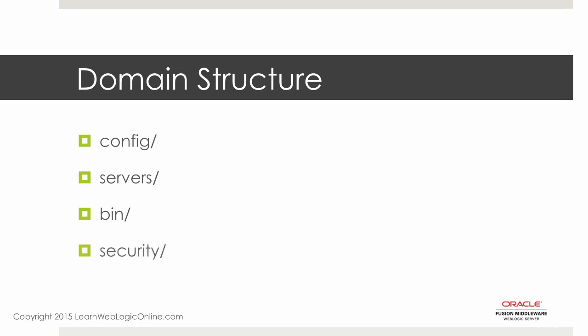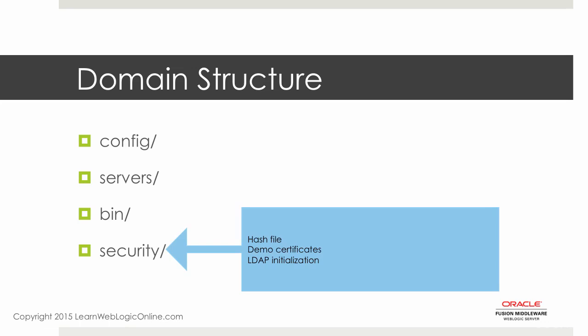And lastly, there's a security directory. The security directory contains the all-important hash file. Now, the hash file contains all the various hashes and keys for performing encryption. And it's unique to an instance of a WebLogic domain. You can't share this hash file with other domains or distribute it to another server. It's specific to the server and the domain that it's installed on. And it's responsible for performing all the encryption and hashing of passwords.